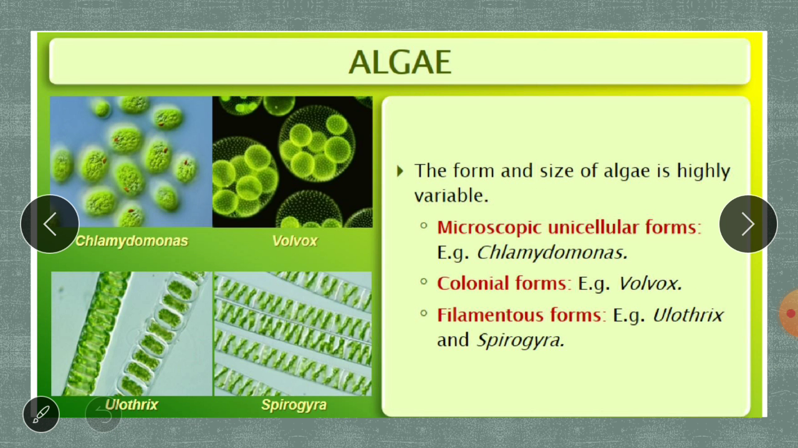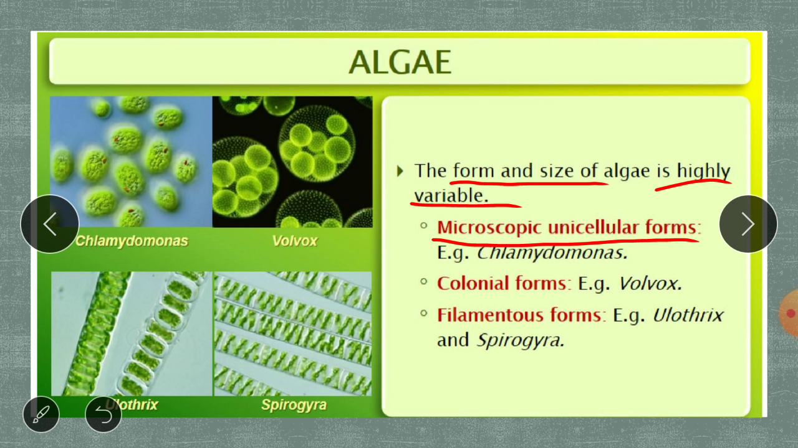Then coming to the form and size of algae. The form and size of the algae is of different types. It is highly variable. There is a variety of algae of different forms and sizes. Some may be microscopic unicellular forms. Microscopic means you cannot see these algae with your naked eyes. You require a microscope to see them. Those are known as microscopic.